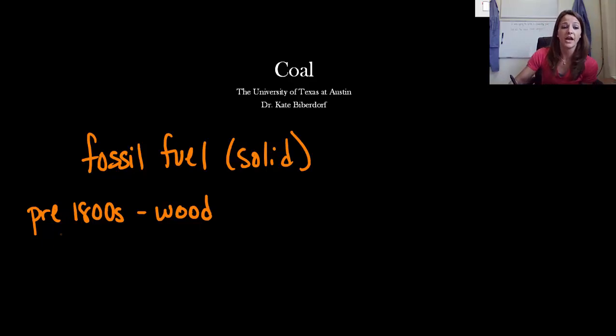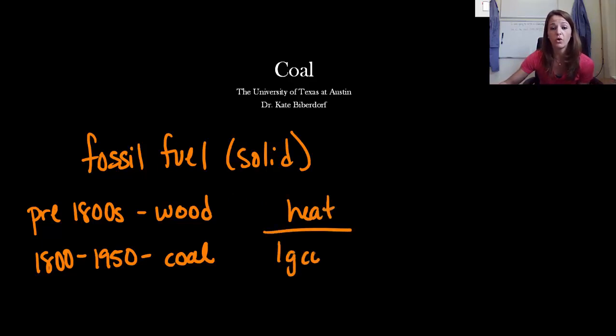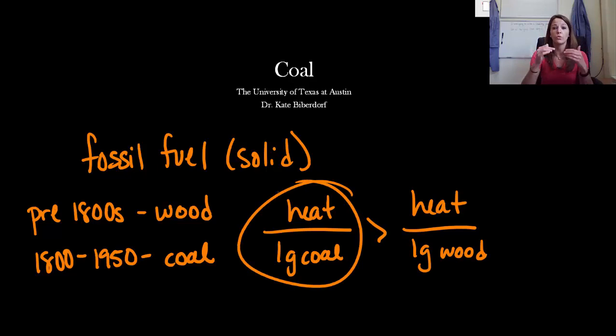But then from the year 1800 to around 1950, we started using coal. And the reason we switched to coal is actually very, very simple. The heat that is evolved from burning 1 gram of coal is significantly larger than the heat that is evolved from burning 1 gram of wood. And so it just makes more sense to burn coal. If you're going to burn 1 gram of coal or 1 gram of wood, you'd rather burn 1 gram of something that's going to make you feel warmer or warm your house faster. And so you definitely want to burn coal.